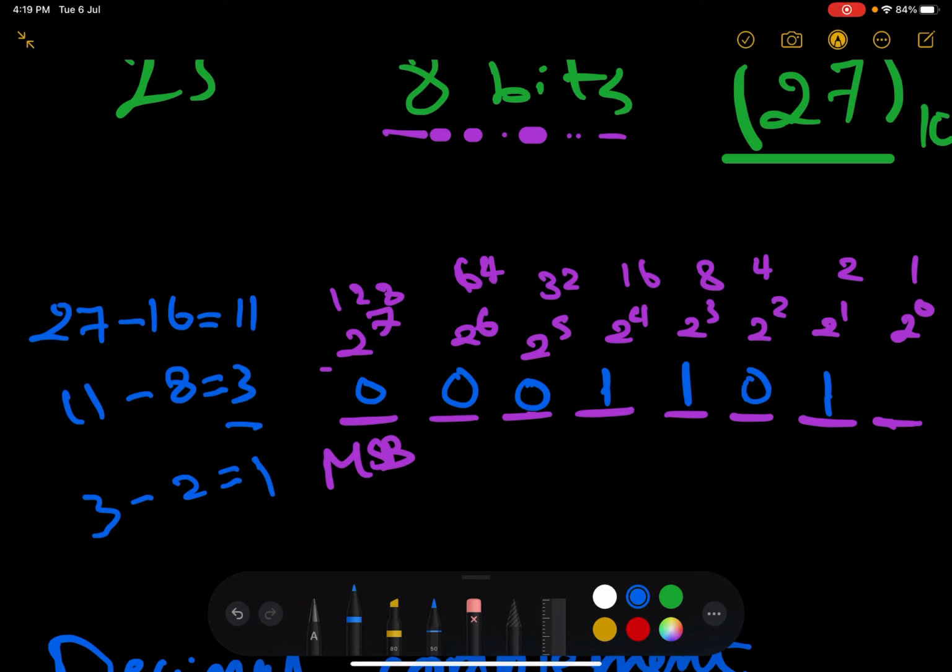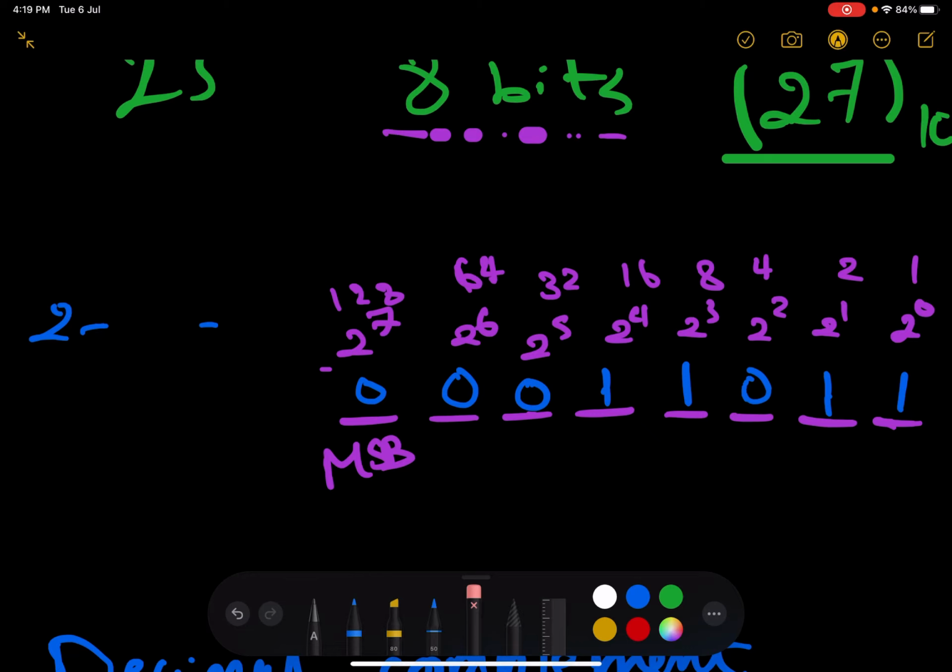So the value of the bit and the value of the remaining number are the same, so you fill the bit with 1. So now we have the representation of 27 using 8 bits in binary system. And now we want to find the 2's complement.